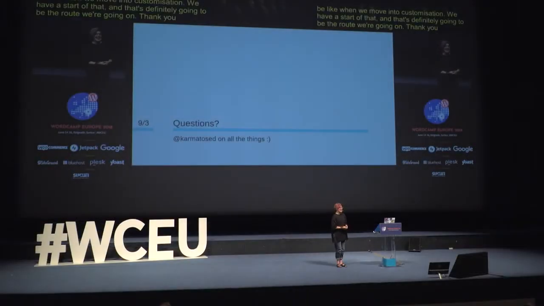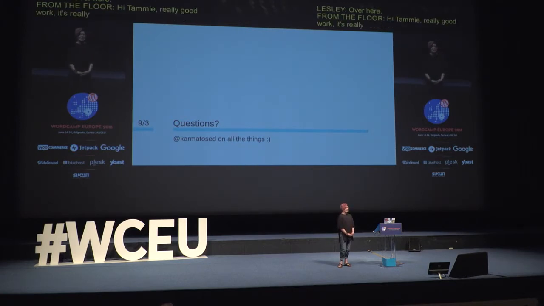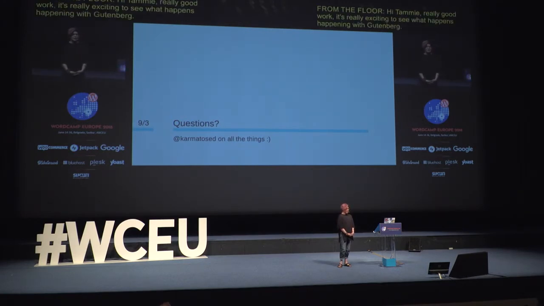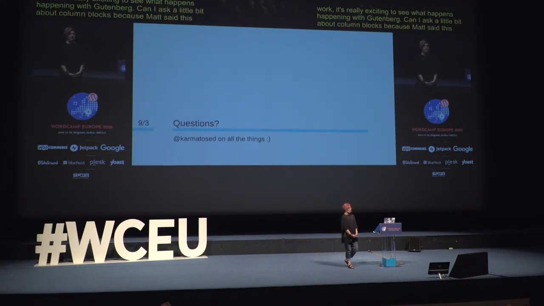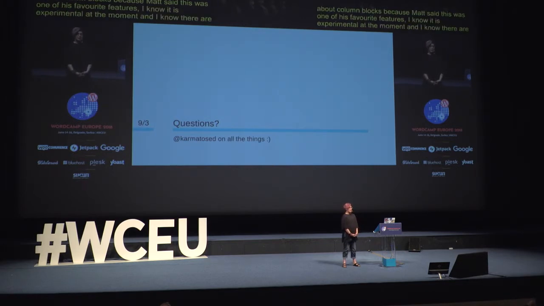You've got one over here. Hi, Tammie. Hi. Really good work. It's really exciting to see what's happening with Gutenberg. Can I ask a bit about column blocks? Because Matt said that this one is one of his favorite features at the moment. I know it's kind of experimental at the moment. And I know that there's some issues around wrapping blocks in other blocks. Can you talk a bit about the progress of that, and is that going to be ready for 5.0?